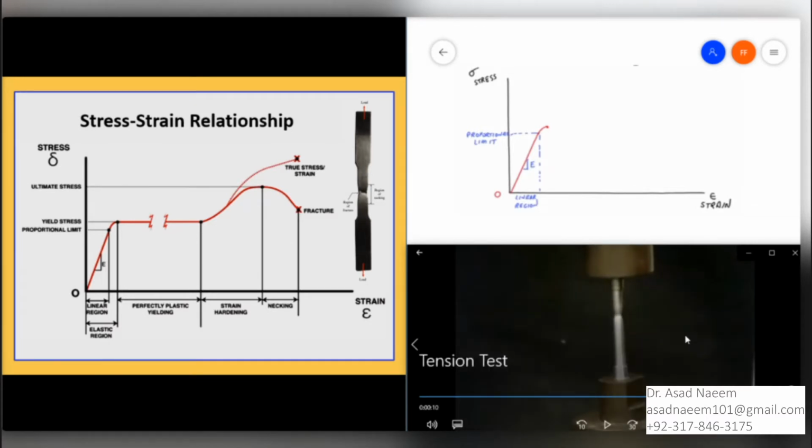This specimen is actually a 1/4 inch diameter steel, and the stress and strain can be calculated using the strain gauge and the applied load using the manual gauge or using a computer. So let us continue and go ahead and understand the different parts of a normal stress and strain diagram for a typical tension test.